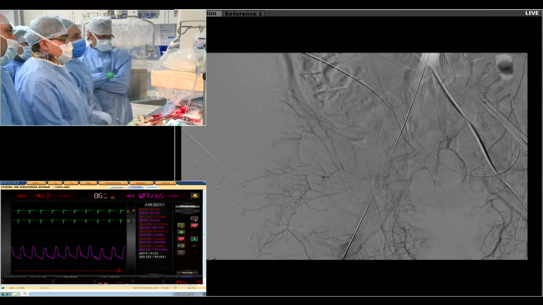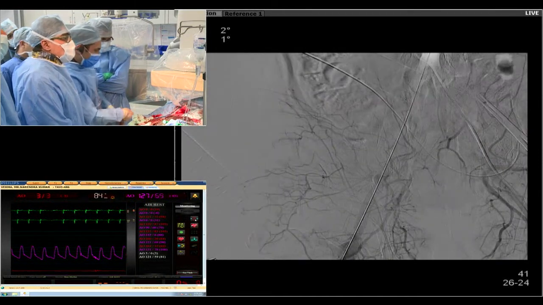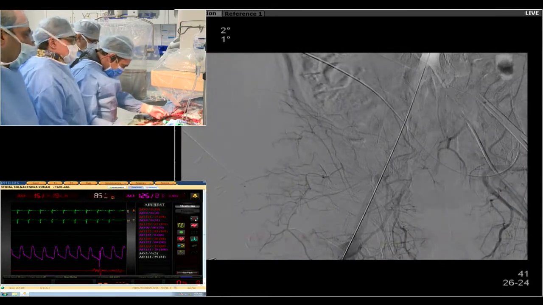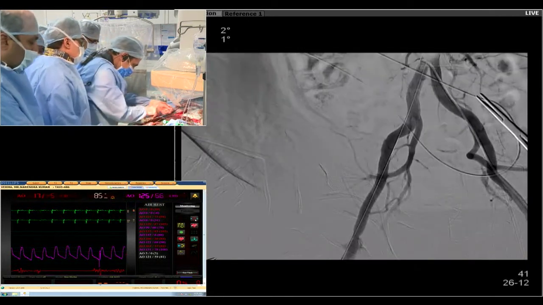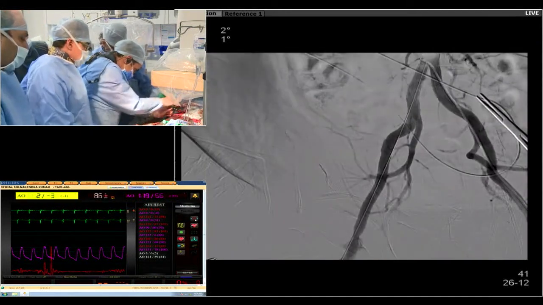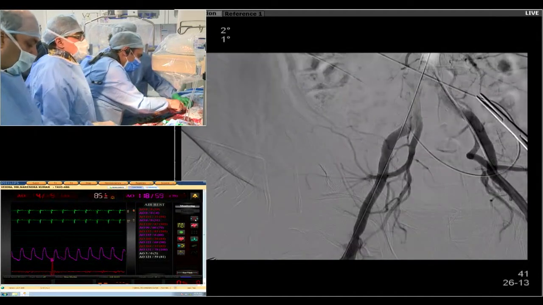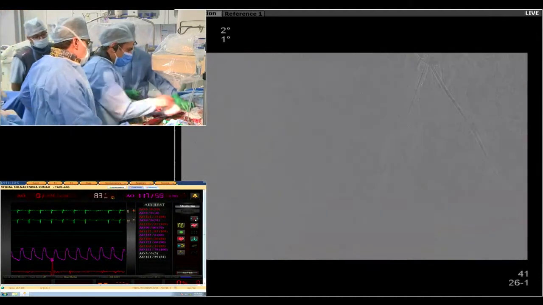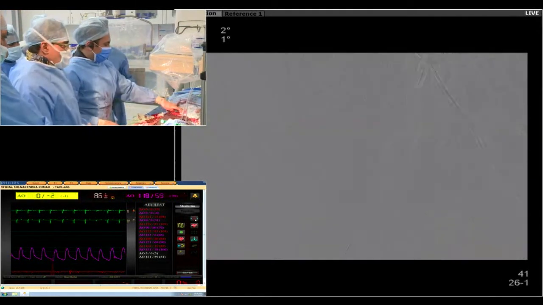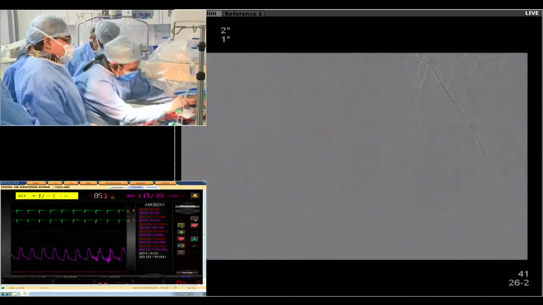That's our post ProGlide. What do you think? I think we are ready to pull out the wire. Yeah, I don't see any dissection. There is some narrowing, which is fully acceptable. I personally don't do anything for that. What do you think? No, I think it's a perfectly acceptable result. Yeah, you cannot have better even with surgery.